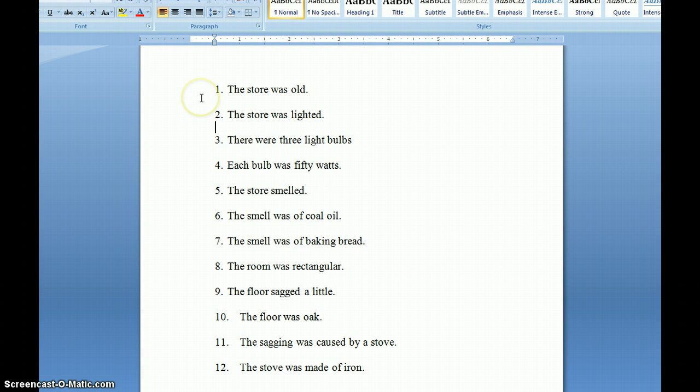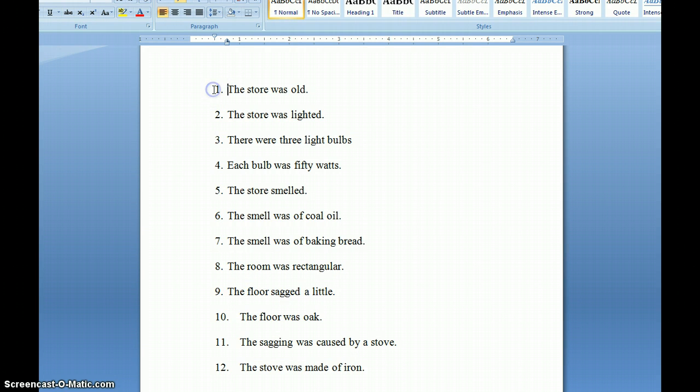The first thing that we're going to do, I want you to follow along as I go through this with you. I'm going to do these 12 sentences, combine them with you, and then you're going to do another group of sentences completely on your own. So the first thing we want to do is get rid of repeated or unnecessary words.